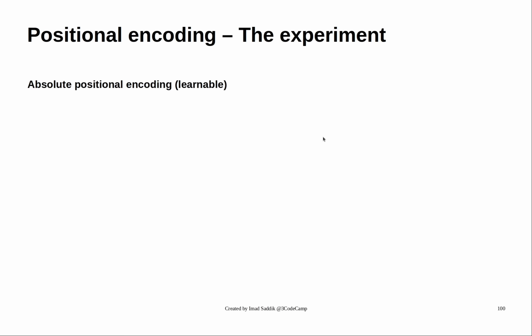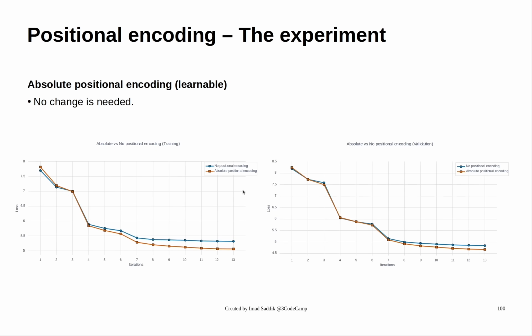The next method is absolute positional encoding, and we are going to focus on the learnable version. This is the one we used in the previous course, so no code changes are needed. You saw in VS Code that we have a script called model.py, and we are going to use that one. So I will not go to VS Code. I will directly show you the results and compare this method to the no positional encoding. Here we have two graphs, one for the training loss and the other one for the validation loss.